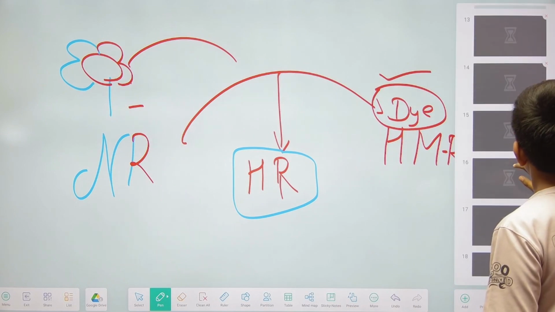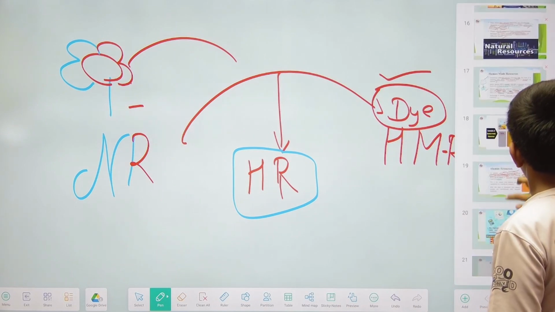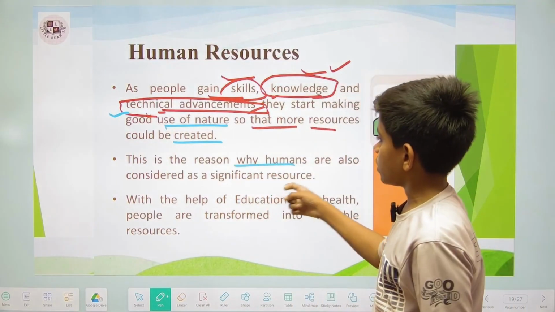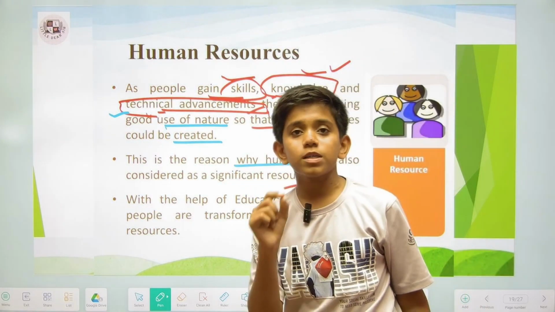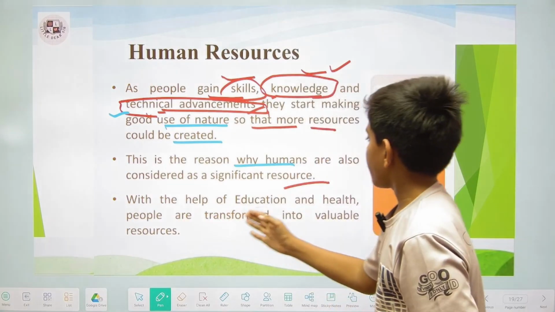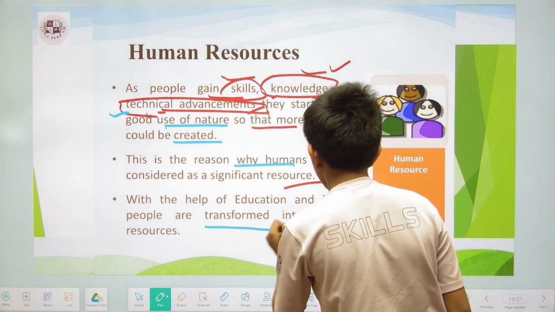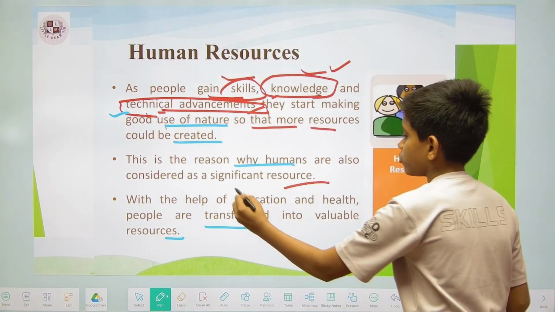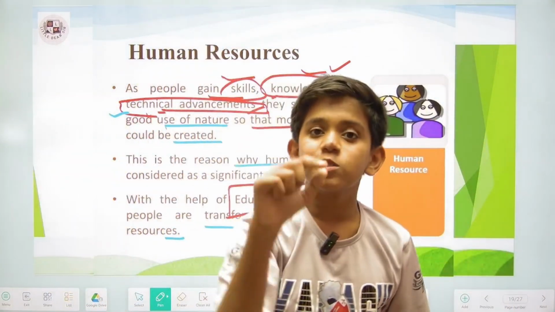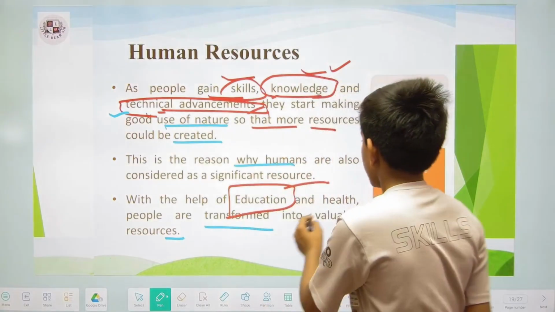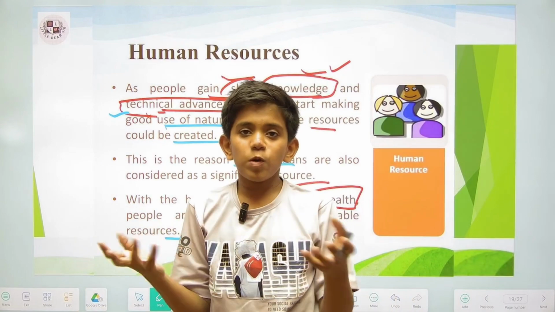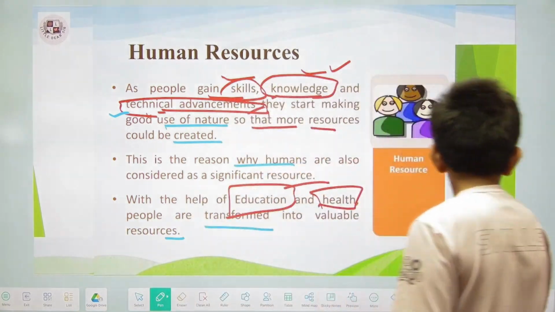Where were we? We were on human resource. So this is the reason why human resources are also considered a significant resource, the most important resource. With the help of education and wealth, people are transformed into valuable resources. Now education is the most important. Why do you go to school? To get education, to become a human resource is very important. And health is also very important, to maintain our health, because without health nothing is possible. Okay, this is the human resource.